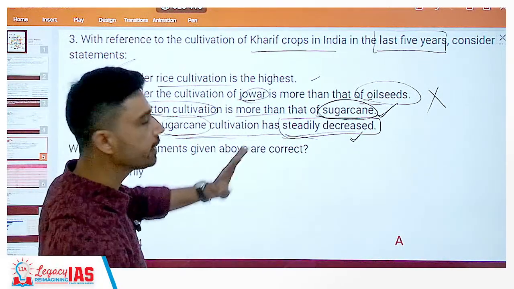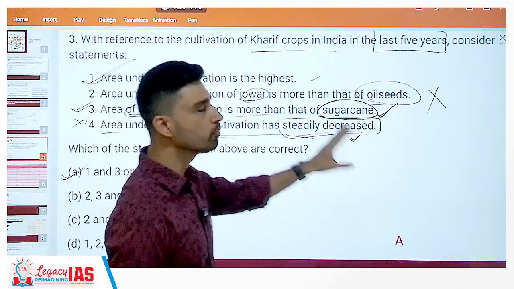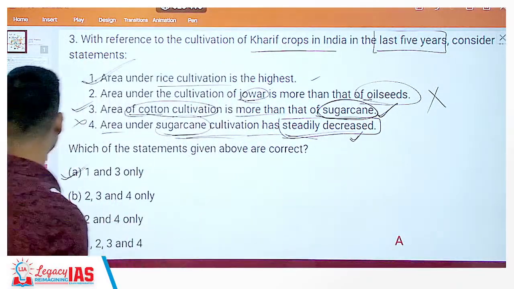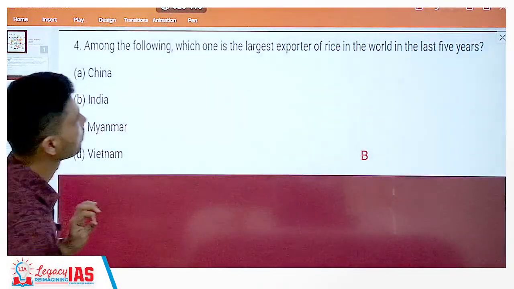Area under rice cultivation is highest. Yes, it is highest. Area of cotton cultivation is more than that of sugarcane. Yes, it is higher than sugarcane. So that is how you can solve this question.